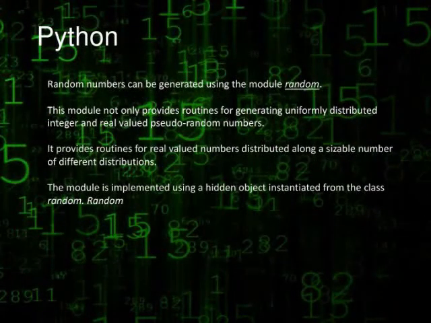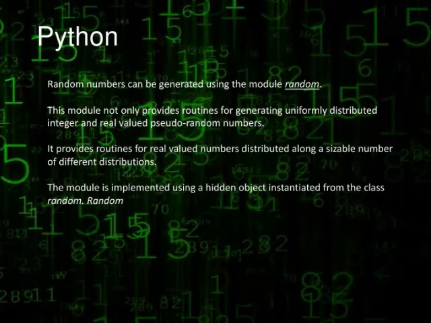Let's now look into Python. In Python, random numbers can be generated using the module random. This module not only provides routines for generating uniformly distributed integer and real-valued pseudo-random numbers, but also provides routines for real-valued numbers distributed along a sizable number of different distributions. As an example, beta, exponential, gamma, Gaussian, and Weibull distributions. Additionally, there are routines for shuffling sequences and sampling from a collection.